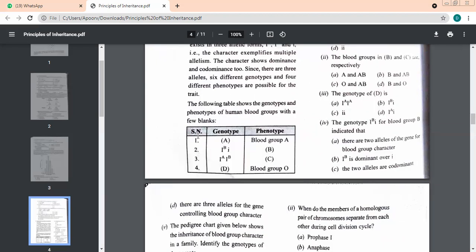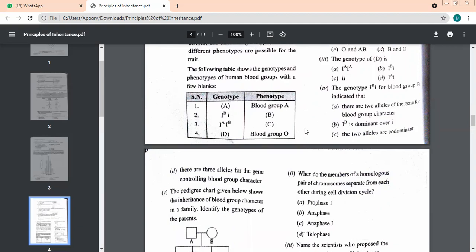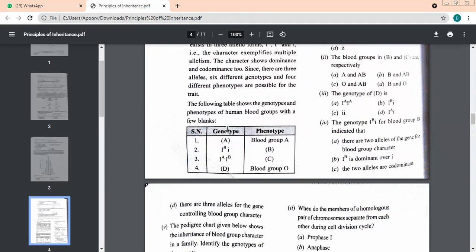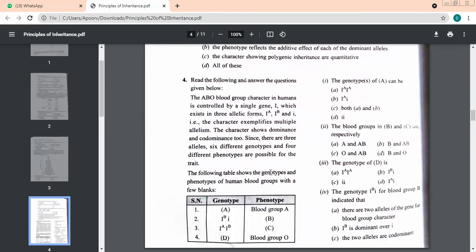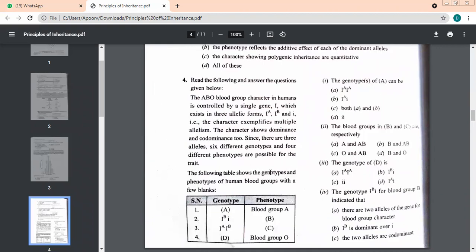This is based on blood groups. I think this is easier for you. No need to read the paragraph also. Just the table would be sufficient for you. See this. Genotype A, AB, and blood group O. Genotype of A can be. I think I can share both the things simultaneously in this, thankfully. Let's do the first 4.